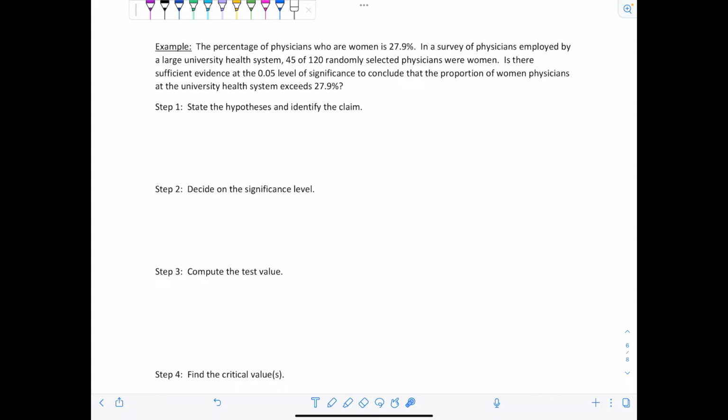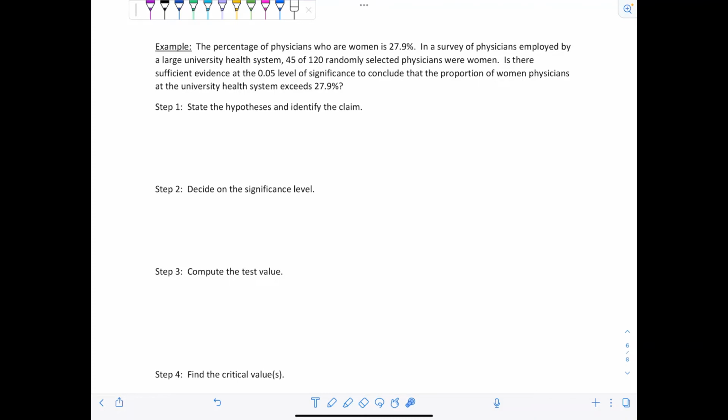Okay, the percentage of physicians who are women is 27.9%. This is just stated like a fact, so that's what it's believed the population is, okay? In a survey of physicians employed by a large university system, 45 of 120 randomly selected physicians were women. So that's coming from a sample. Is there sufficient evidence at the 0.05 level of significance to conclude that the proportion of women physicians at the university health system exceeds 27.9%?